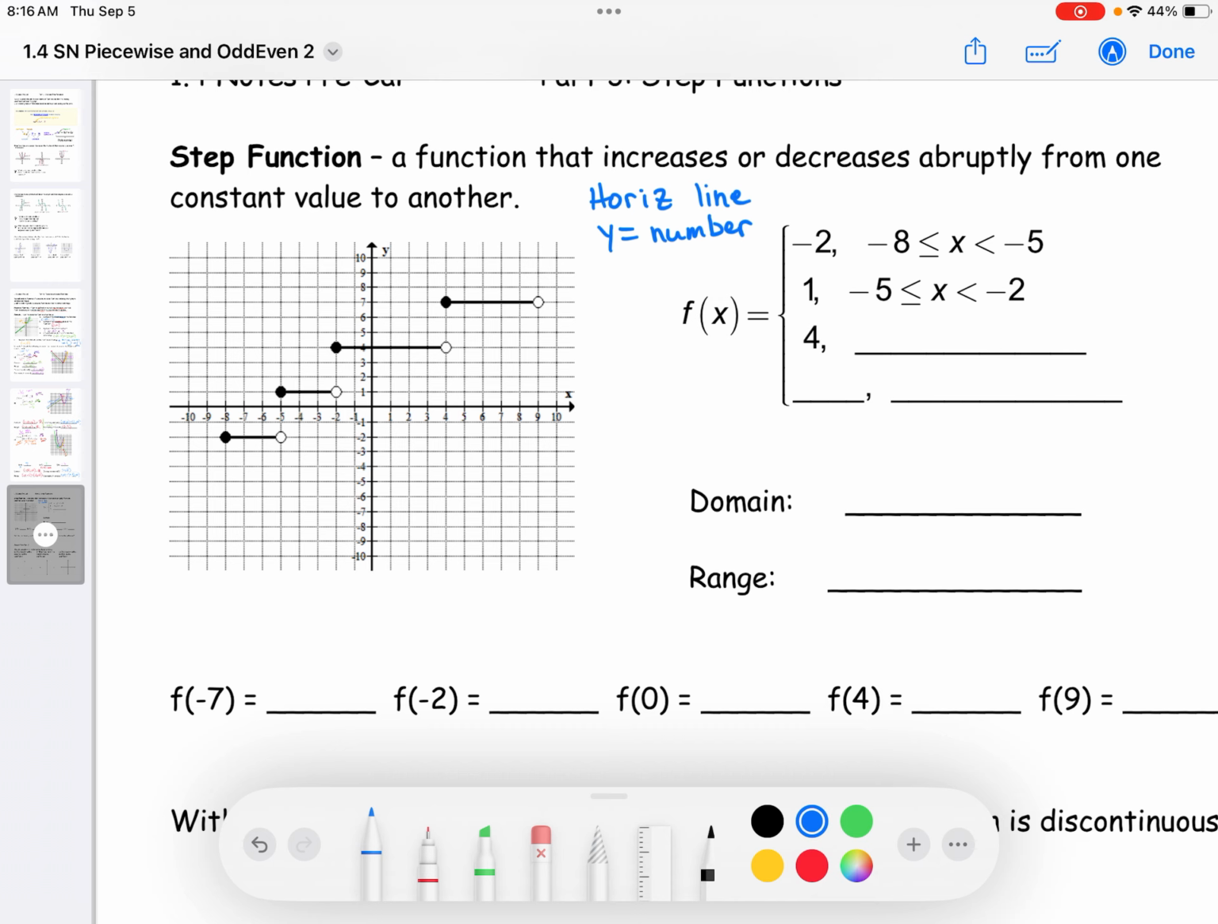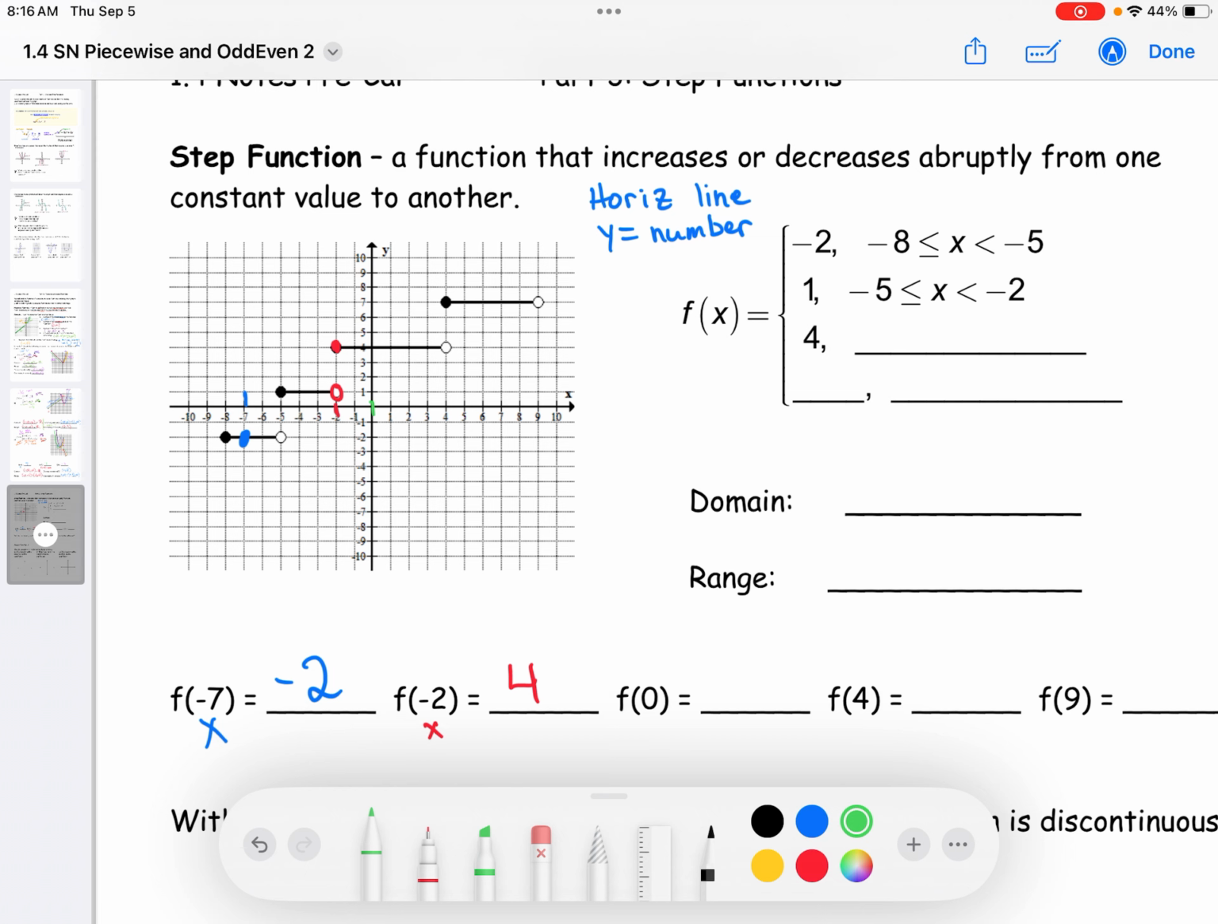So if we look below here at finding those function values, f of -7, that -7 is an x. So when x is -7, that y is on this bottom step at -2. When we look at f of -2, -2 is the x. When x is -2, there's an open circle at y equals 1, but that's not included. We need the closed circle at y equals 4, so f of -2 is 4.